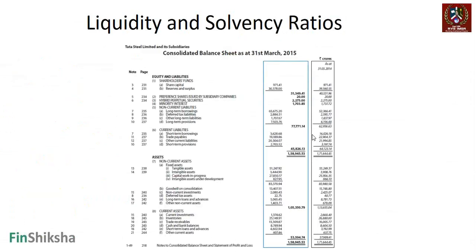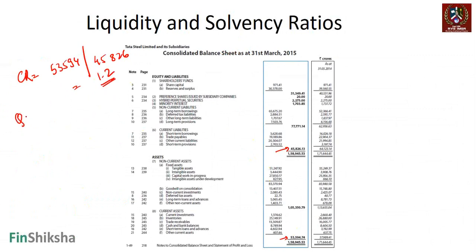Let's quickly try one more of these, which is on our Tata Steel numbers. If you have to calculate the total current ratio for these guys, for example, that's current assets 53,594. So I can take 53,594 and divide it by current liabilities, which is 45,826. So that probably is around 1.2. The current assets cover current liabilities.